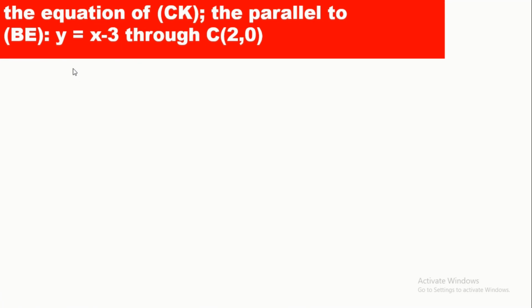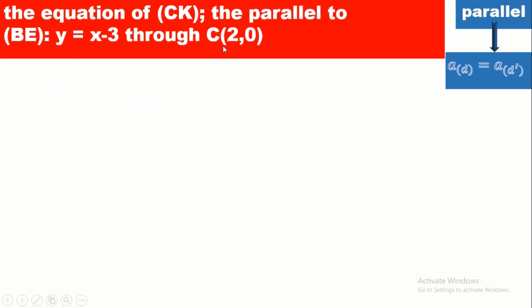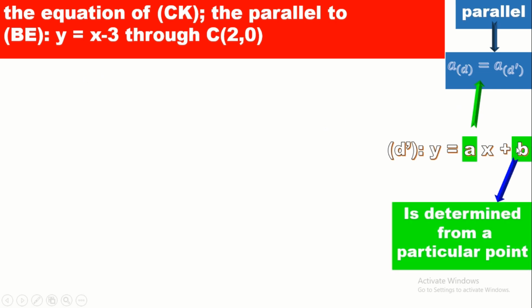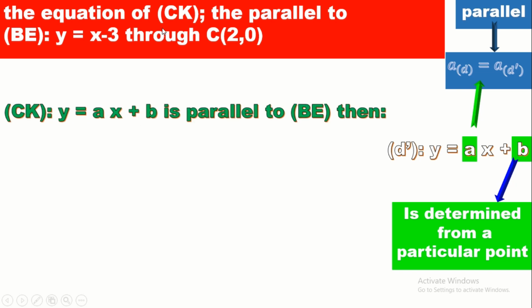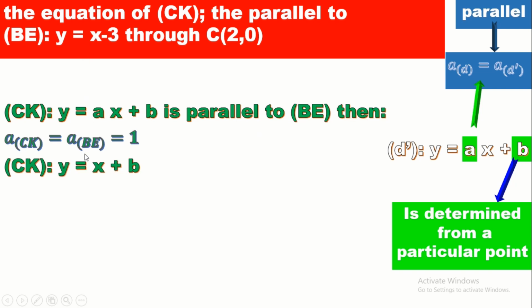Well, let's solve it. First of all, the equation of CK, which is parallel to BE and passing through the point C. Parallel, same slope, then the slope of CK will be 1, the same as the slope of BE. After finding the slope, we should find B using the particular point. So we start by the general form of an equation here. The general form for CK is y equals ax plus b. We have them parallel, so same slope. Slope of CK equals the slope of BE equals 1. Here we can just replace a by 1, then CK has the equation y equals x plus b.